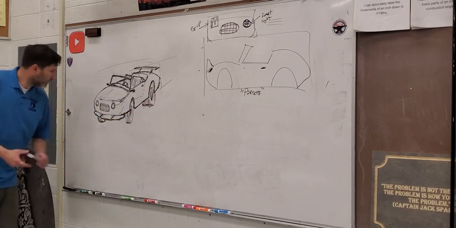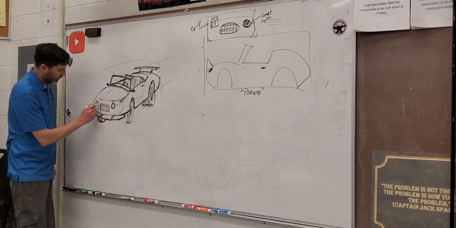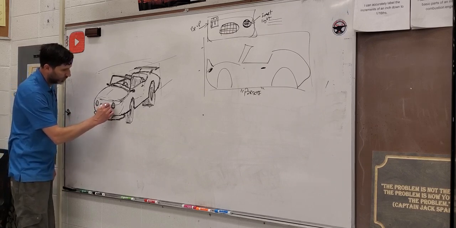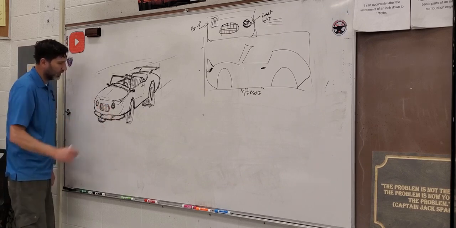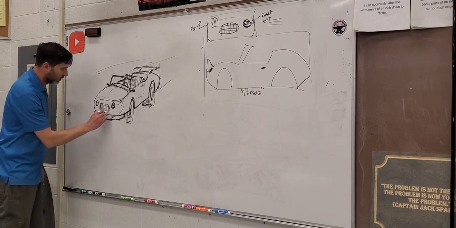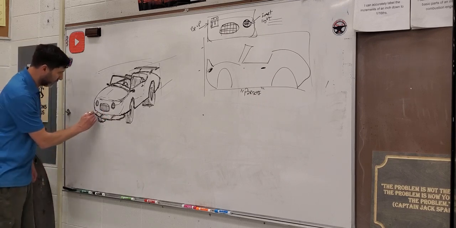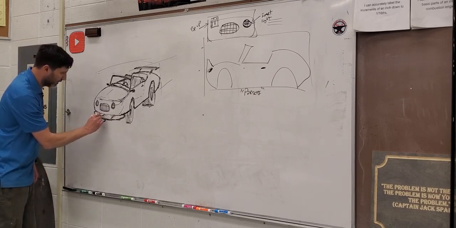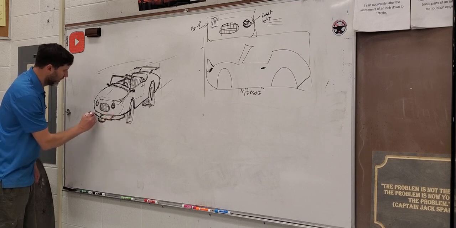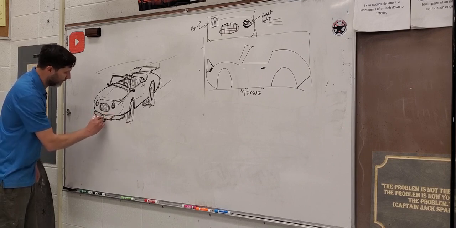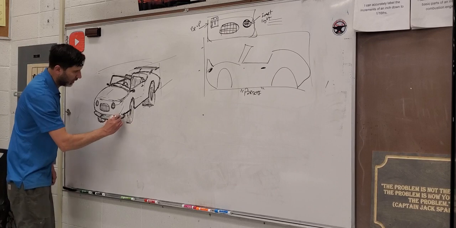We could add the sparkle to the lights. We could add more detail to the grill. We could spend some time really cleaning the grill up. Add a little more detail to our little air dam thing on the front. Maybe even some color, right? What color should we make our car?